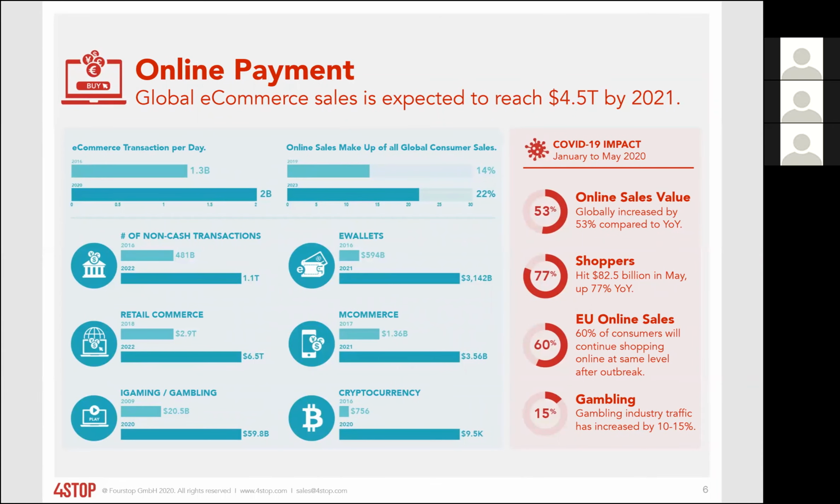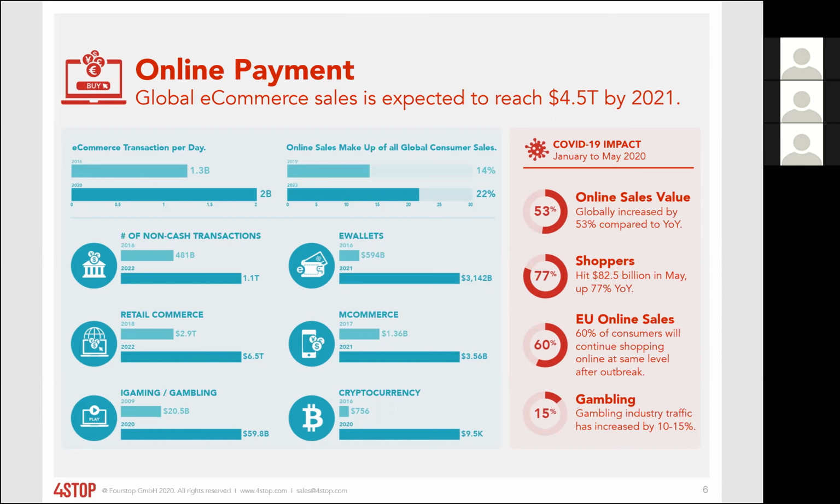Of course, if we look at what that means in terms of payments, we can see that the expected sales are to grow to $4.5 trillion in 2021. And the clear winners in this space are retail commerce, m-commerce, and iGaming, which in some cases they're doubling and trebling their market value. COVID again is going to have a huge impact on this area, or has had a huge impact on this area, with shoppers giving an £85.2 billion boost since May to May this year, and a 77% year-on-year increase.